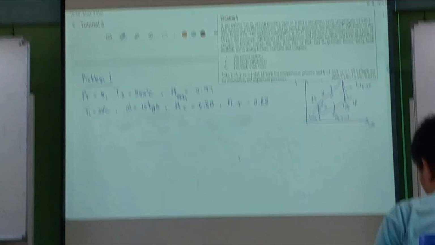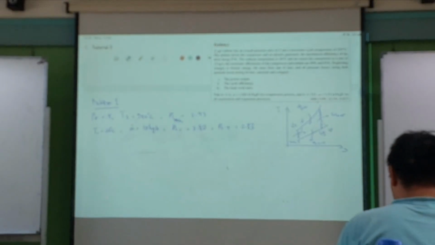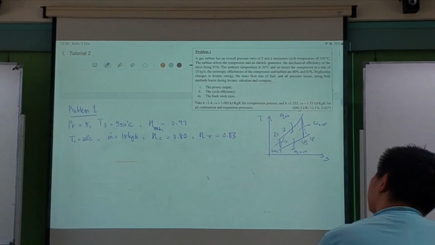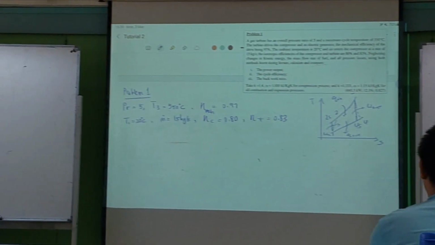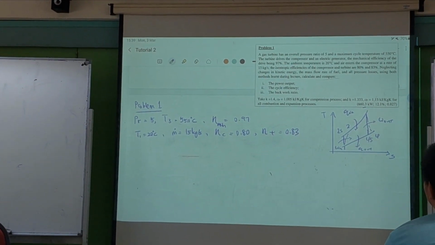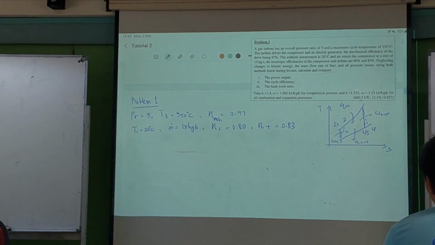The method is more important one. Alright, so this question is just a basic Brayton cycle, as you can see from the diagram that I drew. I've also noted down all the information that is given for this question here.